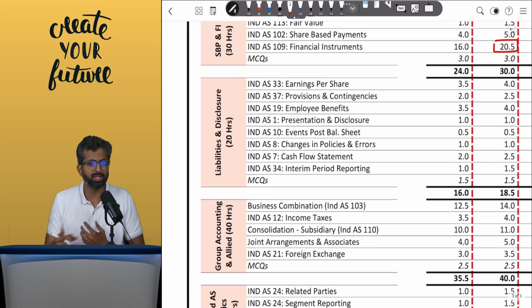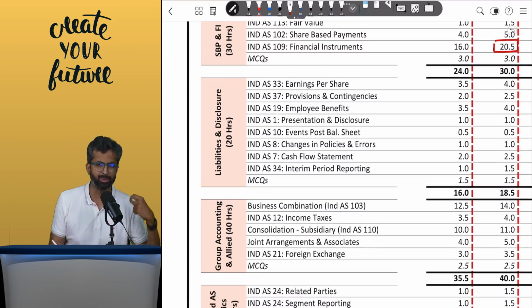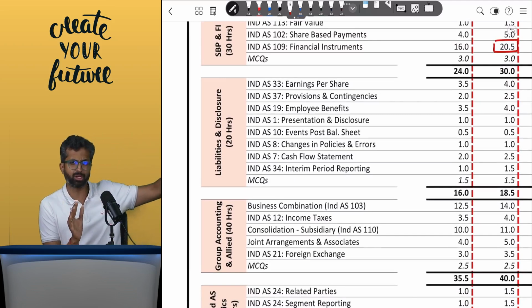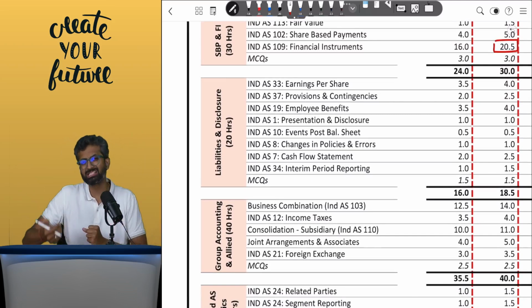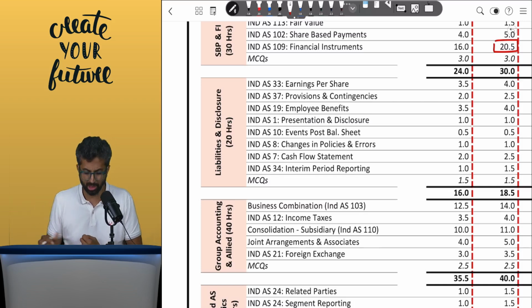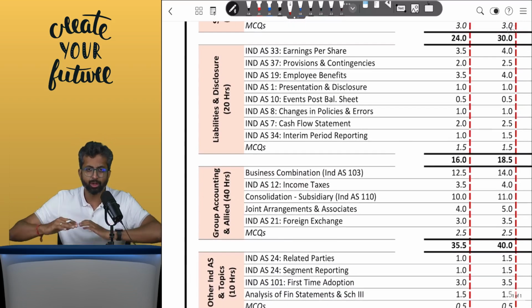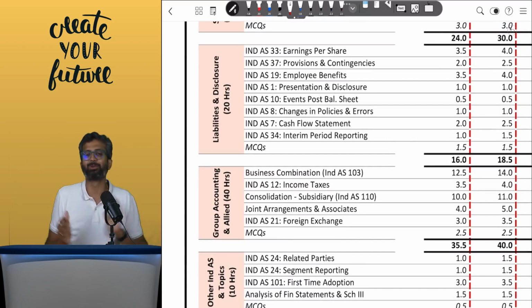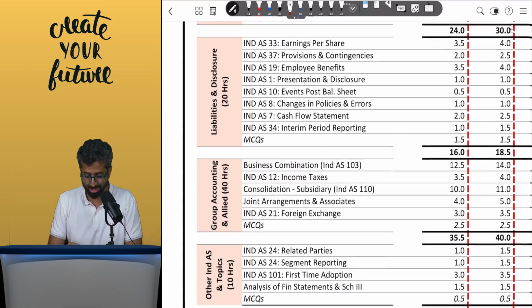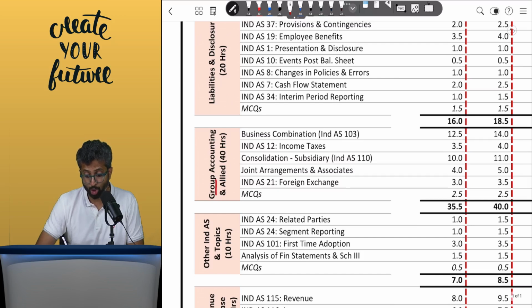So liabilities and disclosure-linked standards like EPS, provisions and contingencies. First we finished assets, then financial instruments, then you go to the liabilities and disclosure related standards. So you kind of get your sanity back after you have been bombarded with financial instruments, and then you do the group based accounting.